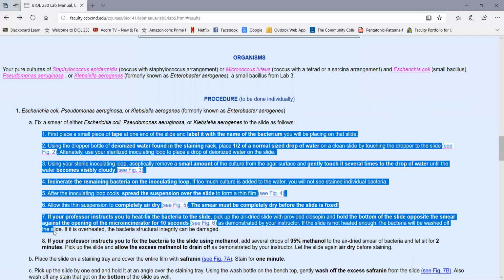Now again, the first 7 steps here are how you prepare the slide, which we went over previously and you saw in the video. So remember, after you label the slide, put a small drop of water, no bigger than the diameter of a garden pea, half of a normal sized drop, on the slide. Scrape off a small amount of the bacteria. Just touch the loop to the slide until you see some visible cloudiness in the water. Then incinerate the remaining bacteria from the loop so you don't put too much on the slide. After the loop cools, spread that out as thin as you can over the slide to get a thin film. Let that completely air dry until it looks like a thin powdery film, as we saw here.